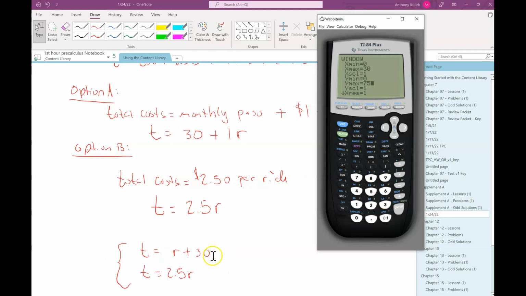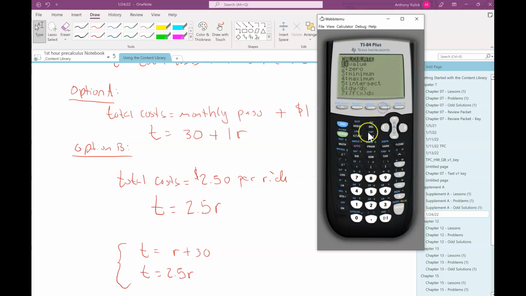Since clearly this will be cheaper if you rode the bus 30 times using option 1, it'd be $60. So somewhere in there, 75 seems like a good upper bound. And again, I'm just kind of guessing. It doesn't really matter too much as long as I can see the intersection. So there's option A and there's option B. So this spot right here, the intersection, is what I care about because that's when the two plans cost the same amount. Everybody agree with that? Because they have the same y coordinate right there.